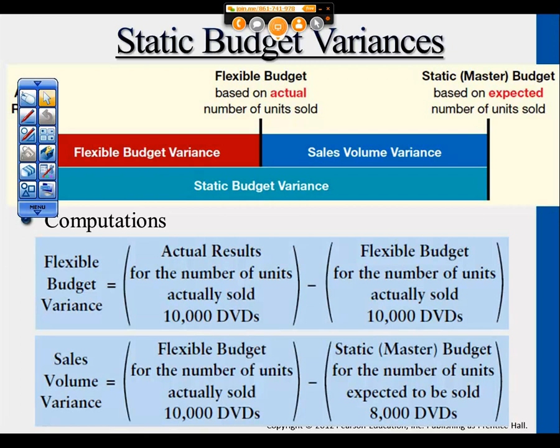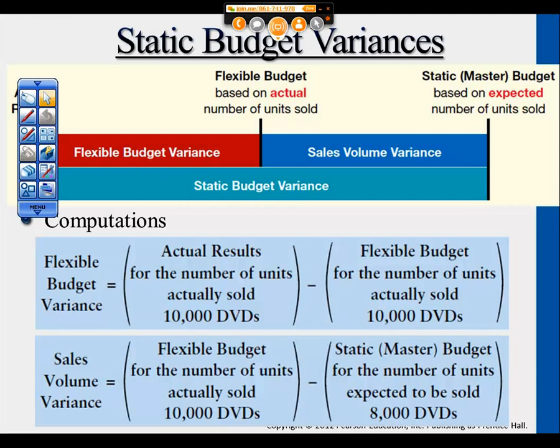Okay, so static budget variances, but let's talk overall on this slide. So we have our definition for flexible budget variance and for sales volume variance. So what are we talking about here? We have some results that are actual and some that are budgeted. Our actual results are the ones that we got at the end of the month, at the end of the period, whatever that is. Our budgeted numbers are the ones that are from the flexible or from the static budget.